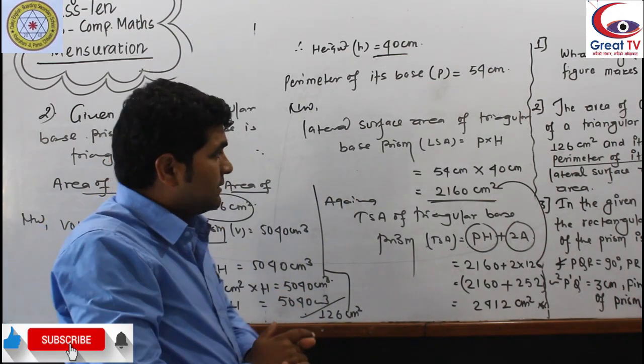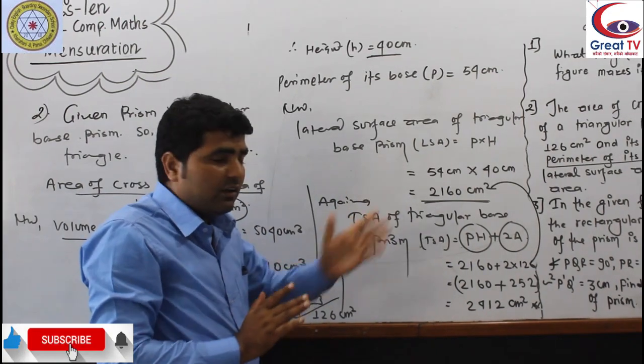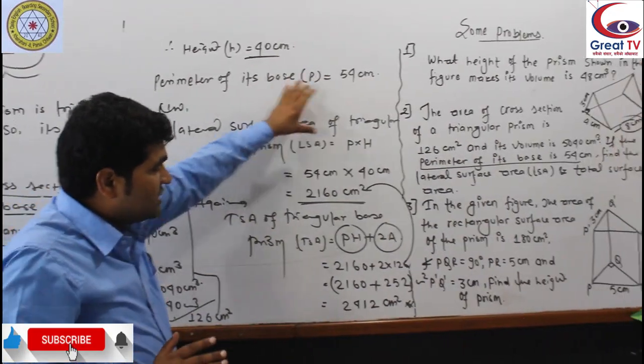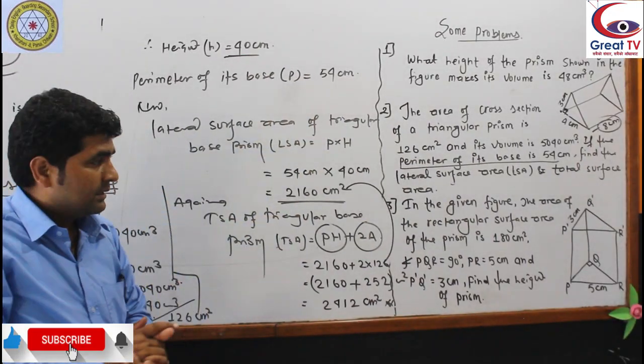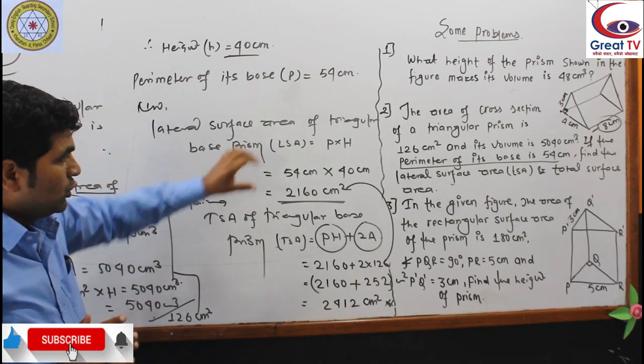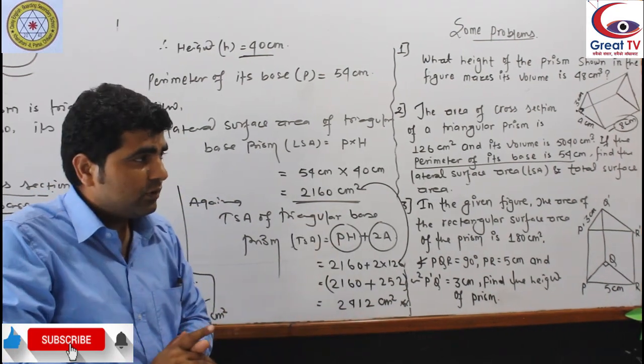So dear students, with that formula we can find the value of the TSA or CSA. First, remember which formula to use to find the area.